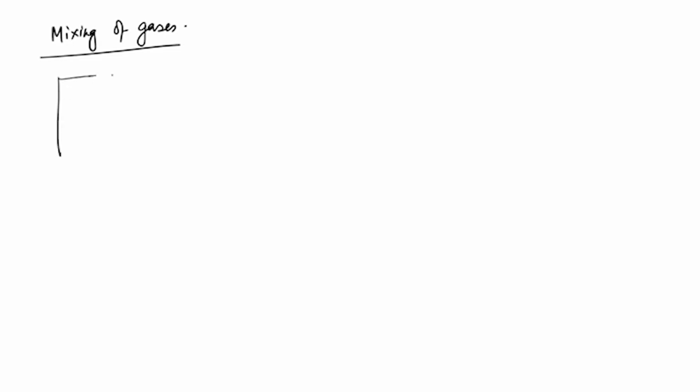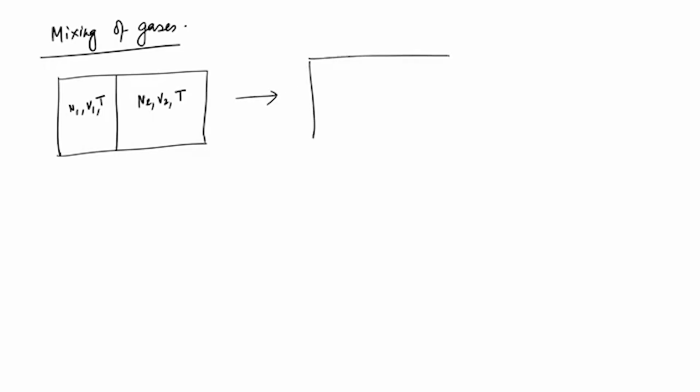So, we again just draw that same picture just to remind you that you have N1, V1, T and N2, V2, T at the same temperature, and we are allowing the mixing of the two gases. So, this goes from a situation where the partition is removed and you still have T and then N1 plus N2 and V1 plus V2. Okay. So, this is before mixing and after mixing.